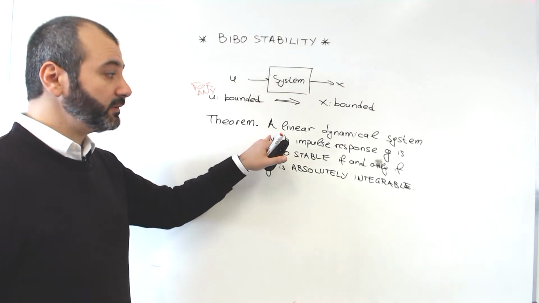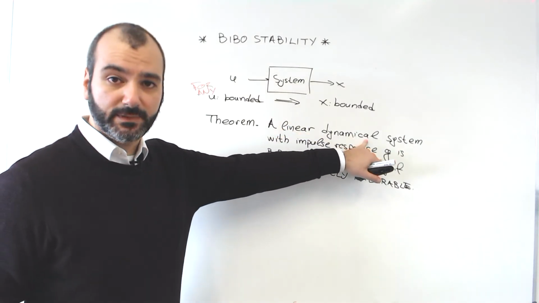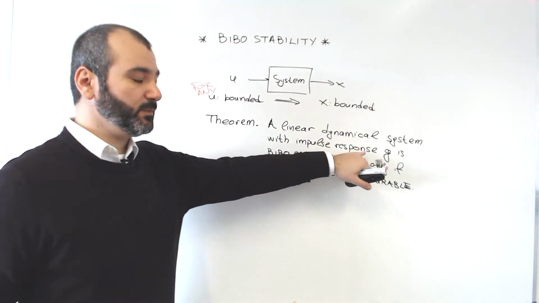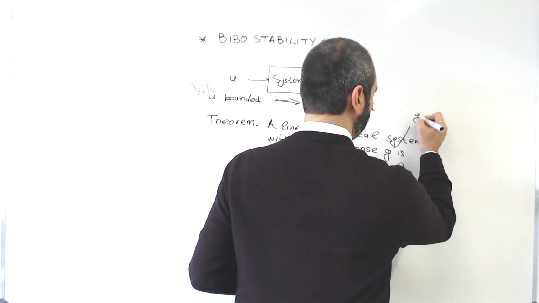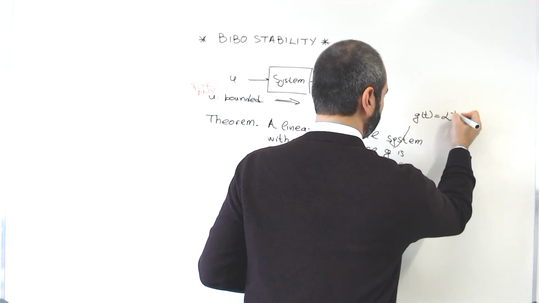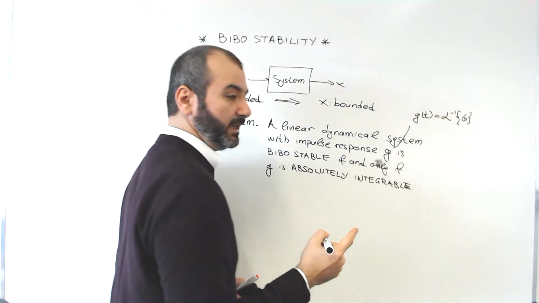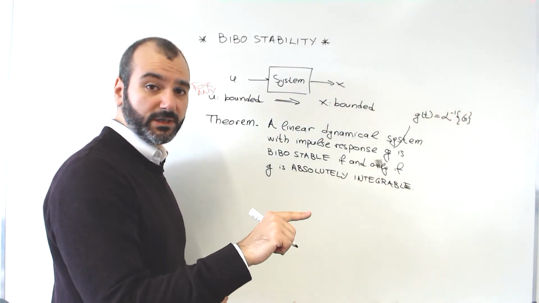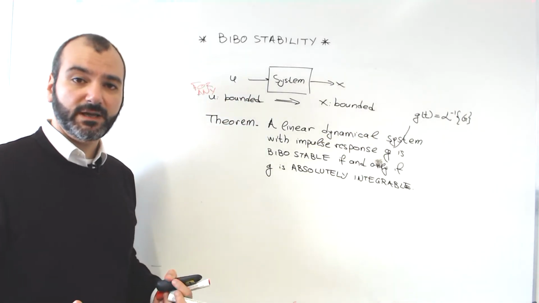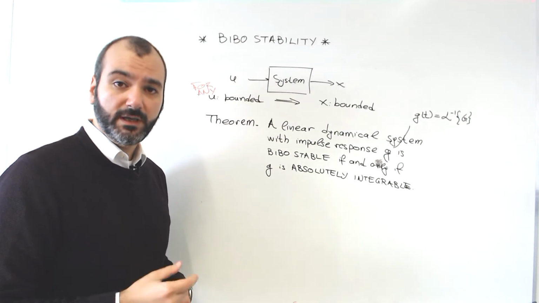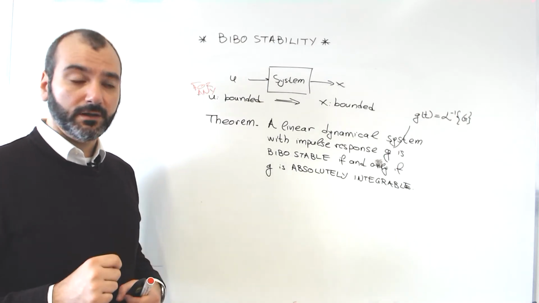So this is the theorem: a linear dynamical system with impulse response g. You remember what the impulse response is? g of t is the inverse Laplace transform of g. And the definition of the impulse response is that it is the response of the dynamical system when the input is equal to the Dirac pulse.